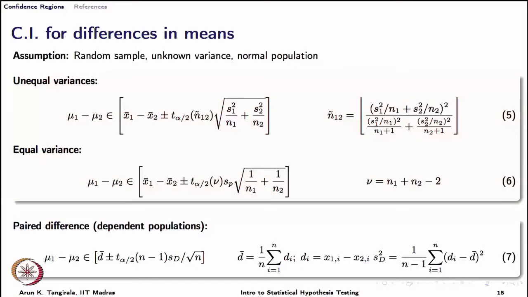Once again, you can go through the procedure, starting with the sampling distribution for the sample means, as the case may be: unequal variances, equal variances, paired difference and so on. Pick the appropriate sampling distribution, write the probability region, and then write the 100 times (1 minus alpha) % confidence region. So, I have essentially done that and reported the confidence regions for you.